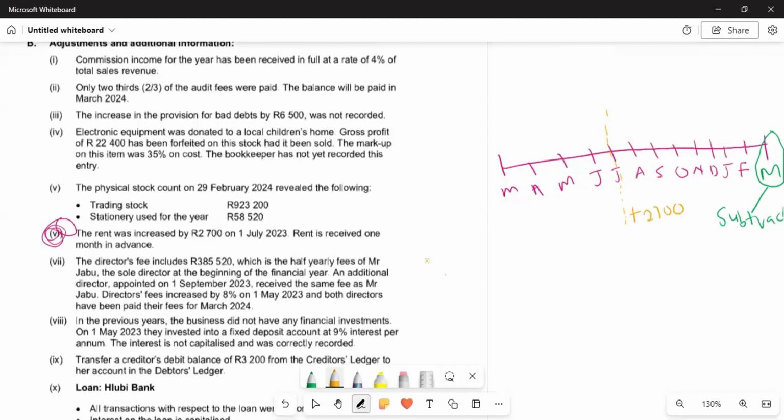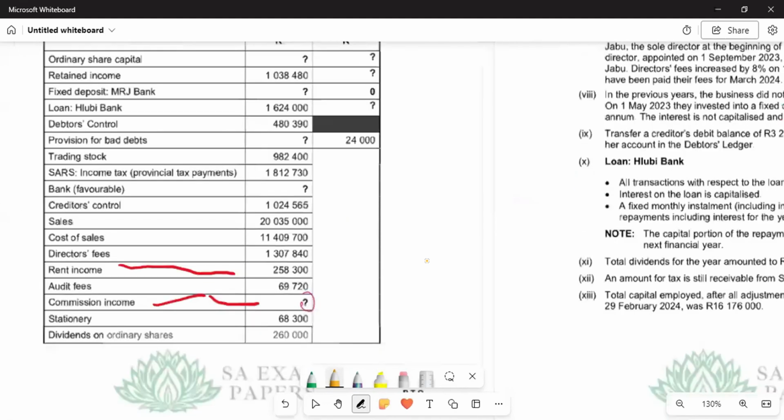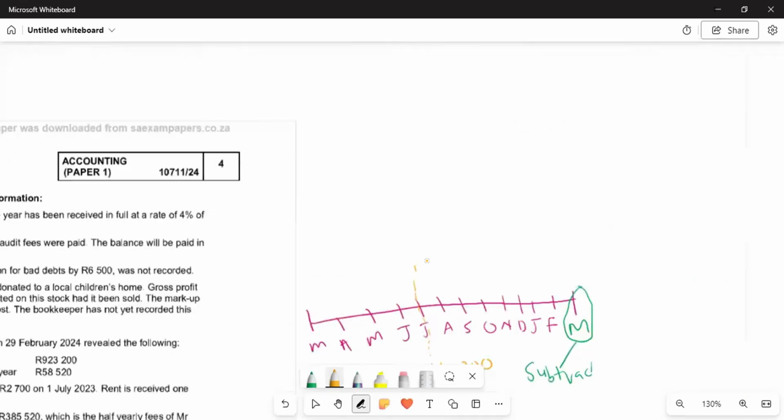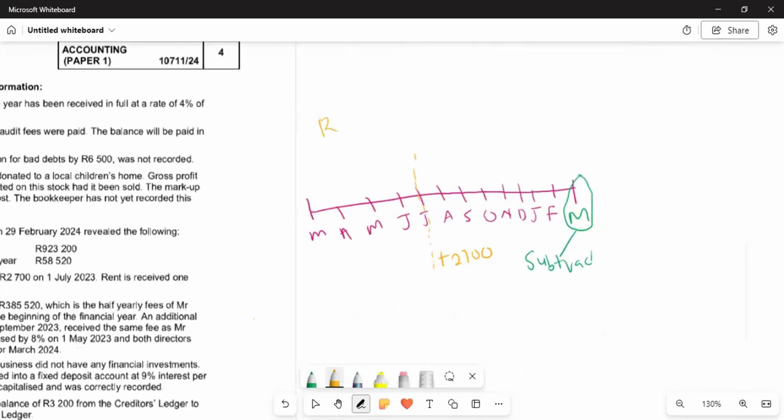Now, let me look at the total rent amount that I was given on my list of balances. The rent income amount that I'm given on my list of balances is this 258,300. So my rent, 258,300. This is the rent amount that I'm given. Now, with this information, I'm going to try and calculate the rent amount for March that I need to subtract. So how would I go about doing that? So first, I'll need to calculate my total increase.